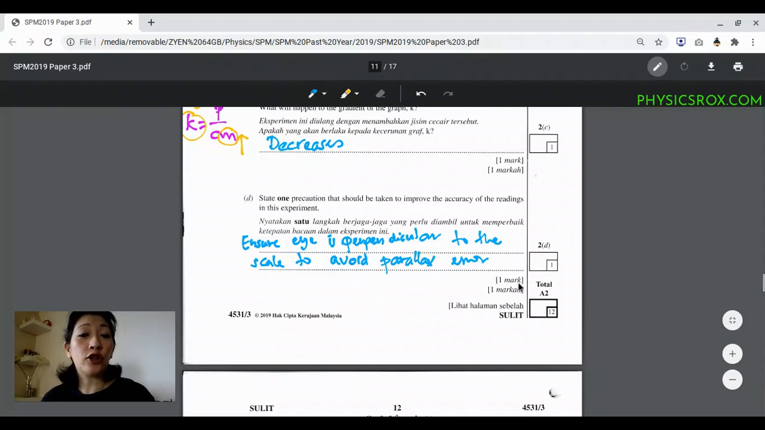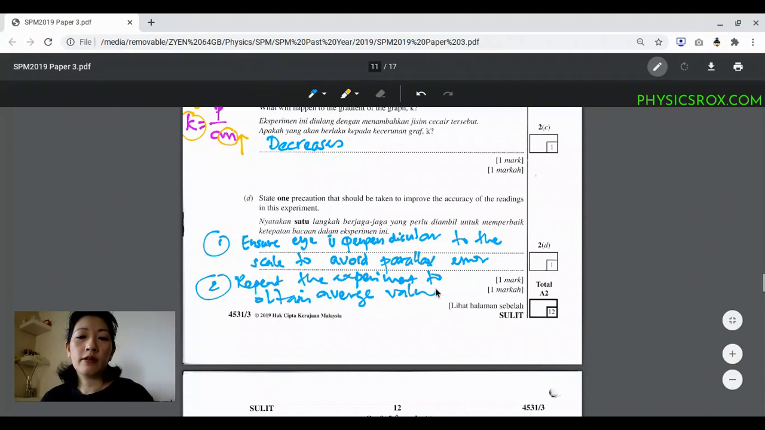You must write the entire sentence. If you just write ensure eye is perpendicular to the scale, or if you just write avoid parallax error, it won't be accepted. You need to write the how and the why. So that's the first one that you can go with. The second one you can write is repeat the experiment to obtain the average value. When you think about it, these 2 precautions can be used for any experiment, right? Because no matter what reading you take, you must make sure that you don't have parallax error to get the accurate value. And of course, in order to minimize random error, it will be a good idea to repeat the experiment to obtain the average value. So if you're ever stuck and you don't know what precaution to use, just pick one of these 2. But remember, write the sentence in whole.